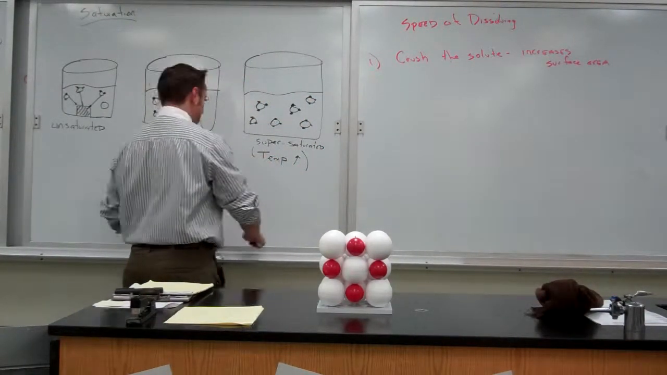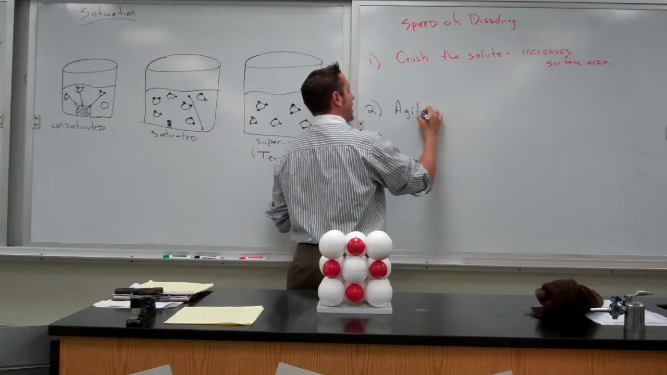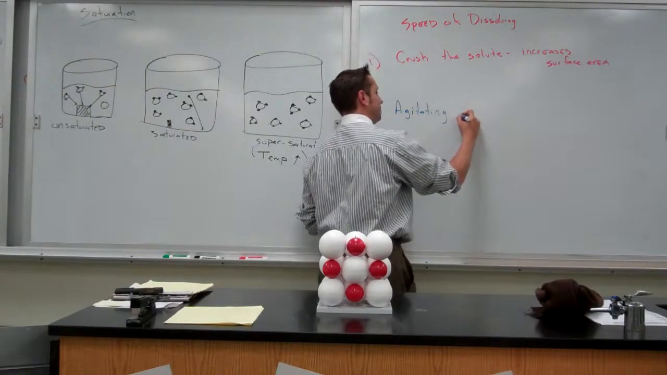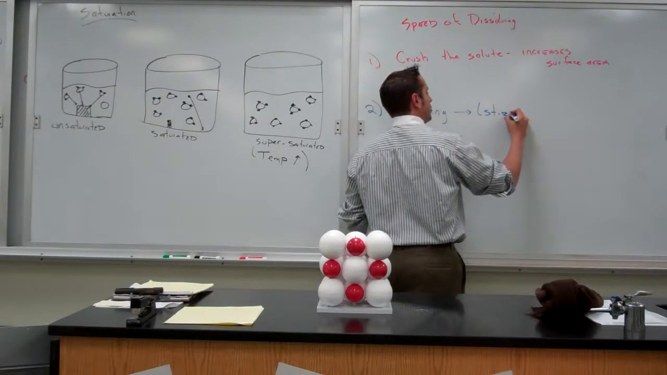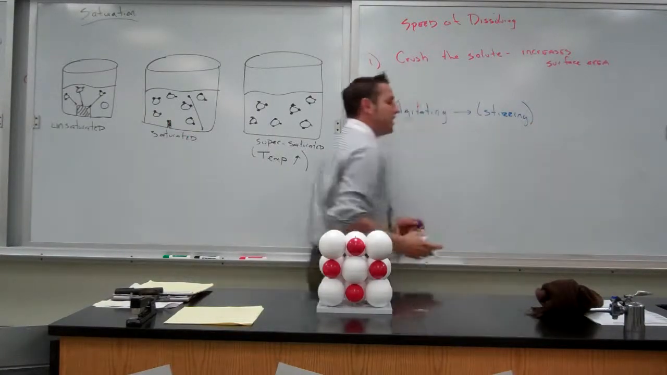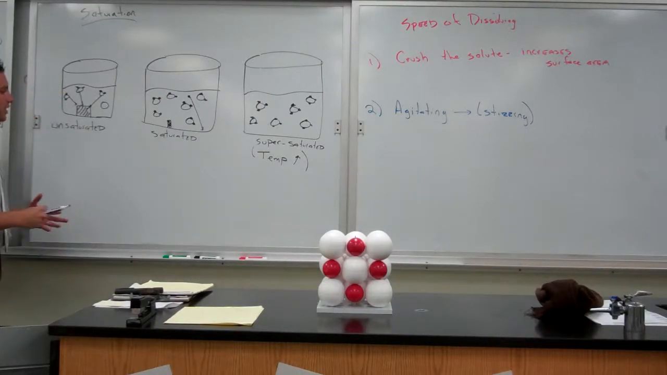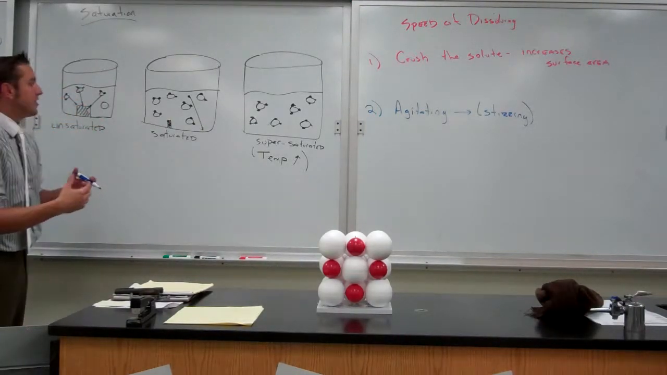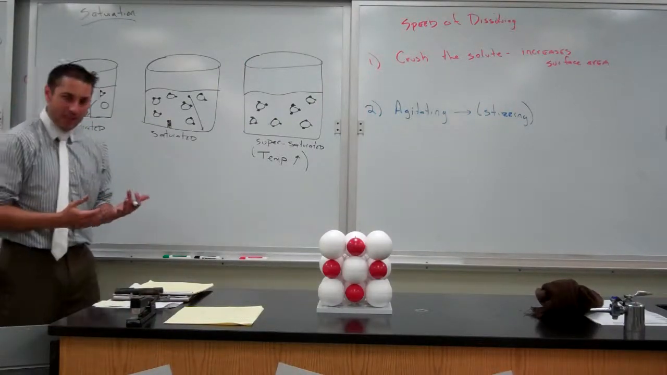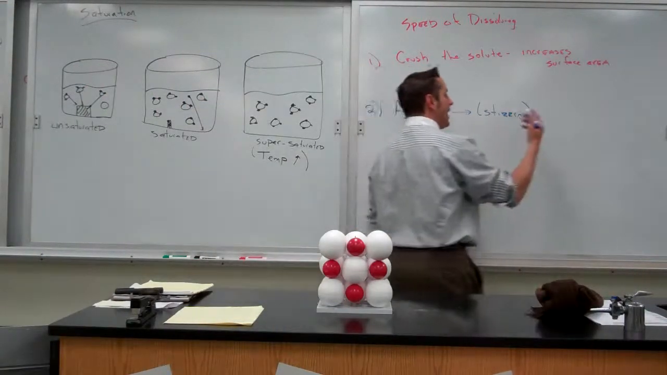The second thing that could increase the speed of dissolving is called agitating the solution. Most often, this is referring to stirring. And why stirring helps to dissolve more quickly is it brings fresh solvent to the crystal. So right here, if we were attacking this crystal, all the water molecules around it would become saturated, and there would be a bunch of water up here that is not. By stirring it, we remove the saturated waters and we bring in fresh solvent.